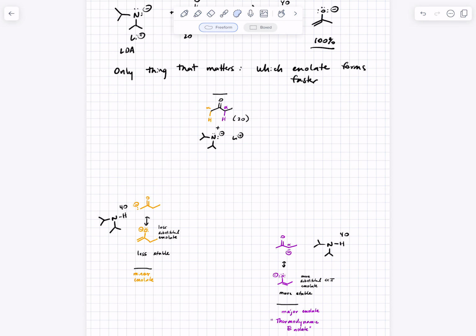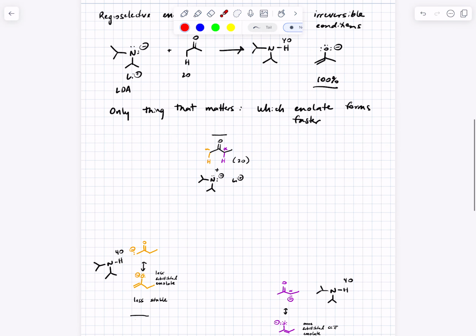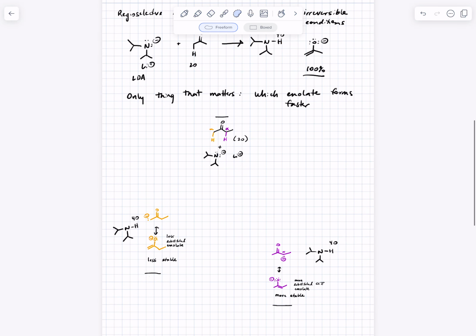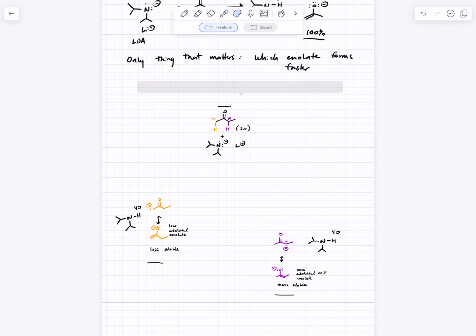And so under this set of situations, and I'm going to erase the idea of major enolate and minor enolate now, too, we need to reassess which one's going to form. And as I said, under irreversible conditions, it doesn't matter which one is more stable or less stable. It just matters which one forms fastest. Okay? So let's think about that and how the structure of the enolate and of lithium diisopropyl amide might influence how fast we think these enolates form.